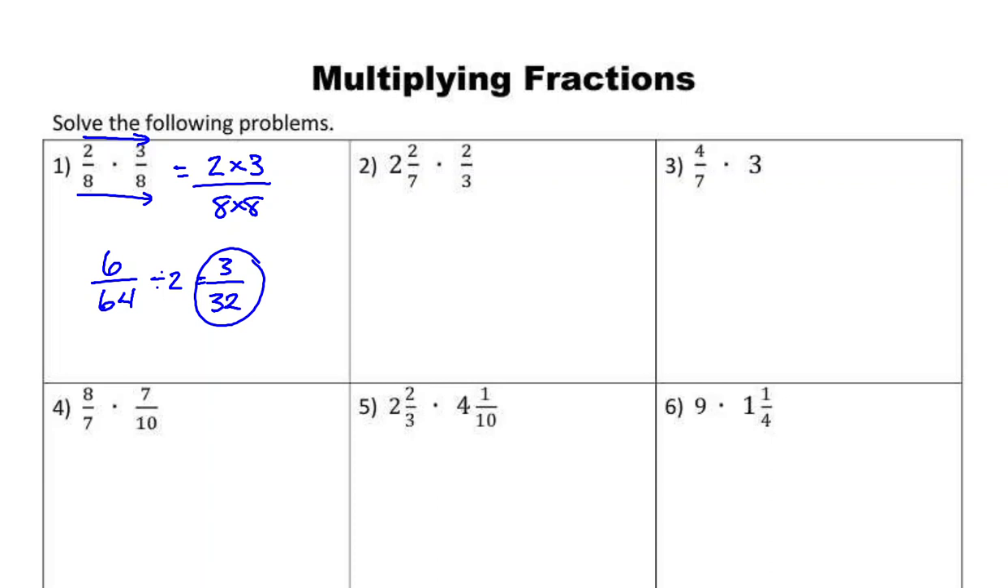Looking at number 2, I have one that is a mixed number, so I have to turn it improper. Multiply at the bottom, add at the top. 7 times 2 plus 2 all over 7. That's that mixed number. 7 times 2 is 14, plus 2 more gives you 16 over 7 times 2/3. Multiply across the top, multiply across the bottom.